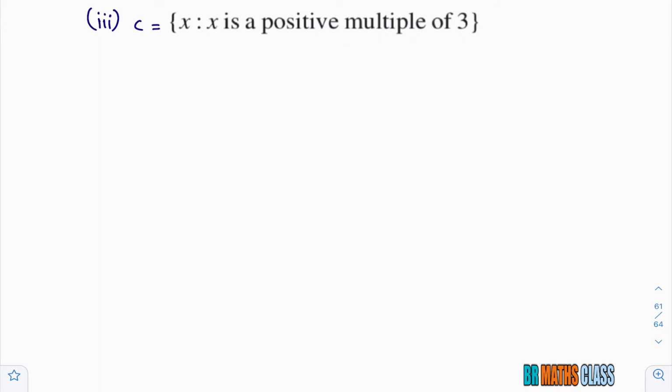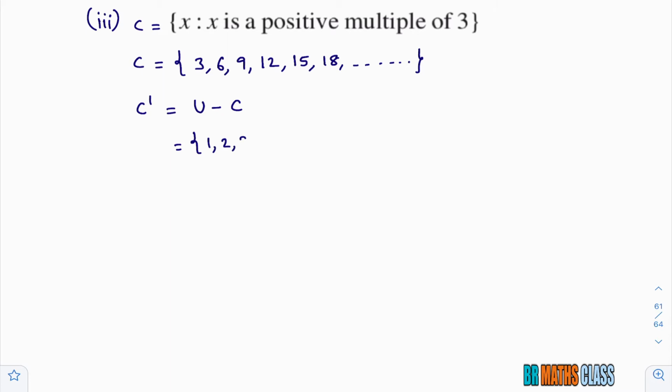I'll try to do this problem also in roster method. Positive multiple of 3. What are positive multiples of 3? 3, 6, 9, 12. Actually, they are asking us to write the 3 table. 15, 18, like that, right? I am writing these sets in roster form so that you can understand complement very easily. I can write its answer directly also in set builder form. What is C dash? C dash is the universal set minus C. What is the universal set? In the question they are saying that the set of all natural numbers is the universal set.